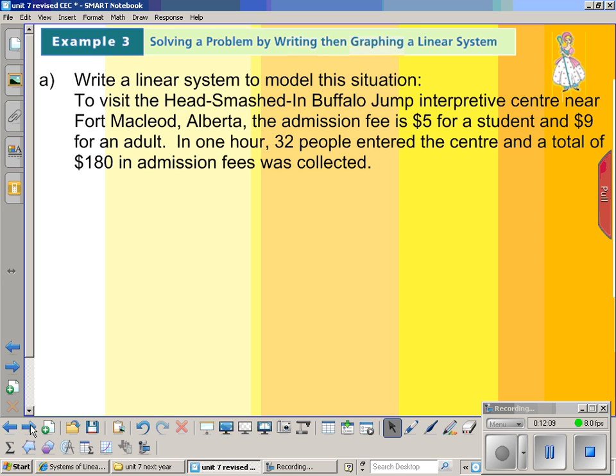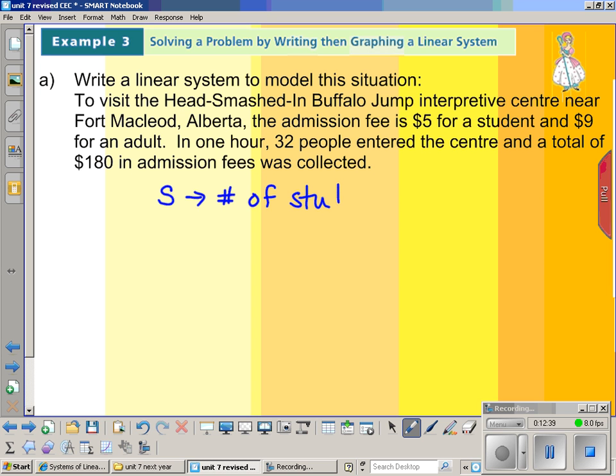What we do have is we're dealing with admissions for students and adults. So let's let S represent the number of students, and we'll let A represent the number of adults. Now what we do know is that in 1 hour, 32 people entered the center. So however many students and however many adults, there are a total of 32 people.